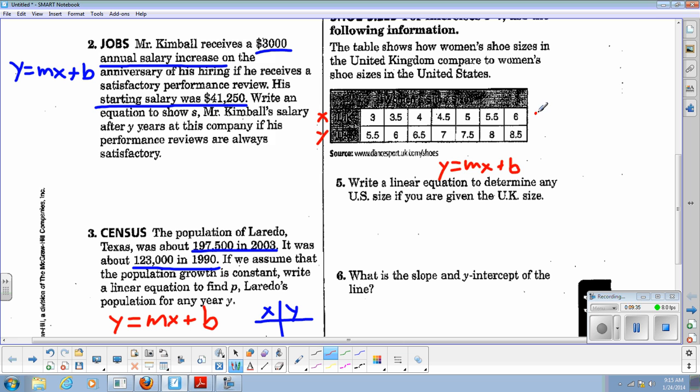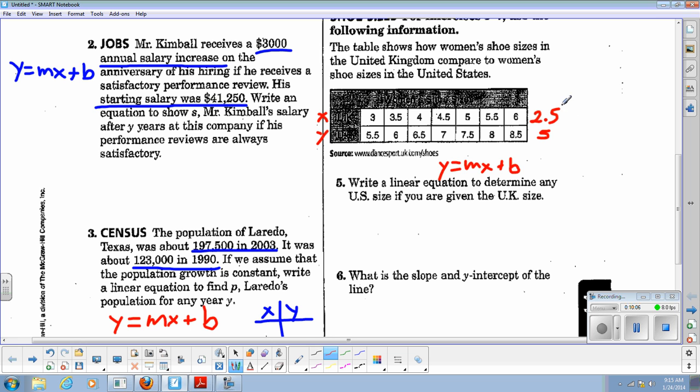I'll give you a hint. The next number here will be 2.5. And you have to ask yourself, how do I get from 3 to 2.5? Then if I go from 6 to 5.5 on the United States for Y, how do I get from 6 back to 5.5? And I'm going to have to keep going backwards. So what is the difference between 6 and 5.5? It's a half. So 5.5 minus 0.5, that's going to be 5.